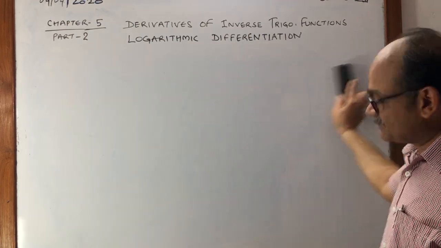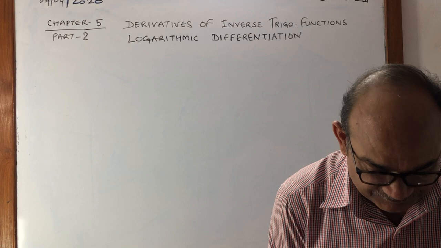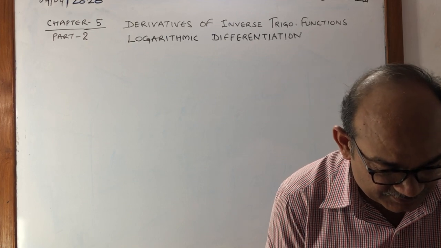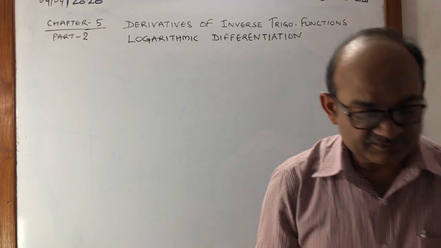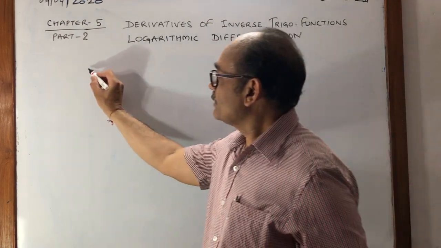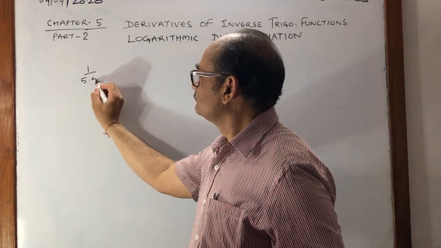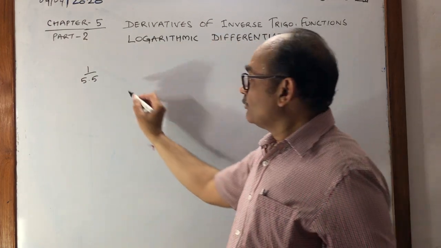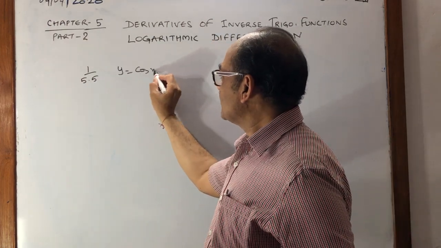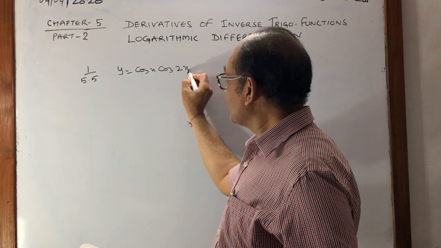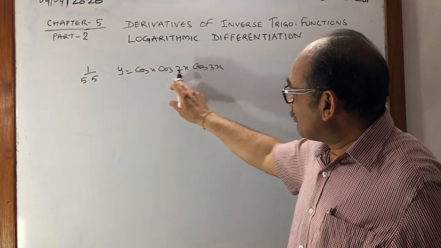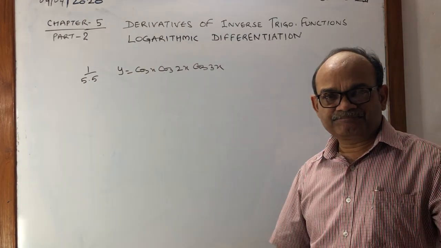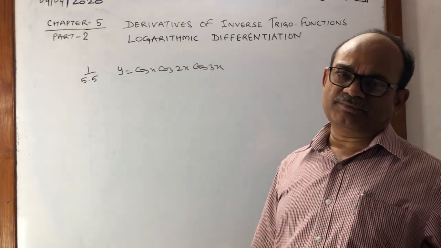Now a few problems from your NCERT exercise 5.5. Note down exercise 5.5. First question: y equals cos x, cos 2x, cos 3x. Since the question is complicated and lengthy, we can solve it by the product rule, no problem.